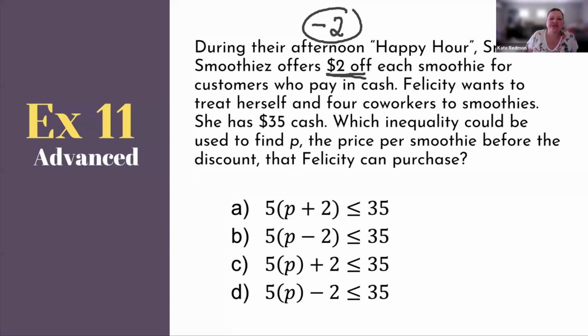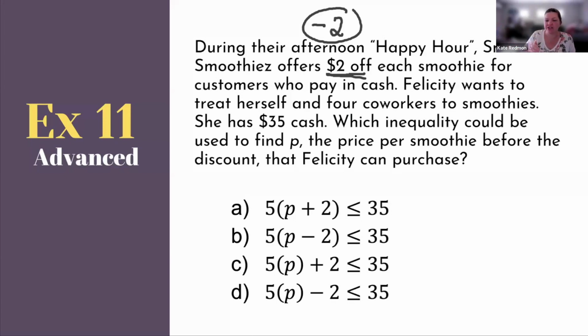Felicity wants to treat herself and 4 coworkers to smoothies. She has $35 cash. Which inequality could be used to find P, the price per smoothie, before the discount that Felicity can purchase? Now, you guys have a tendency to do the math and write about it later. Mathematicians write the whole thing out in our language, and then we do the math, translating it first. And so that's what we have here.